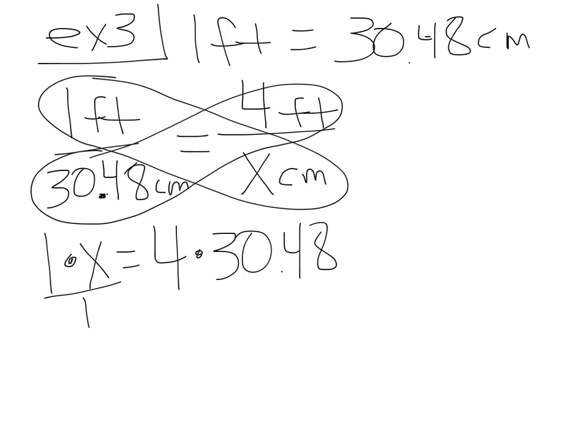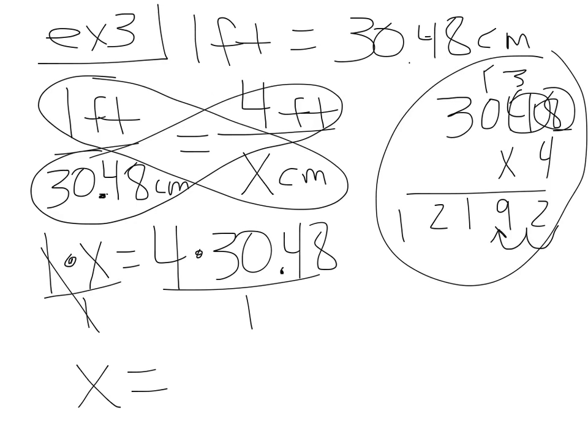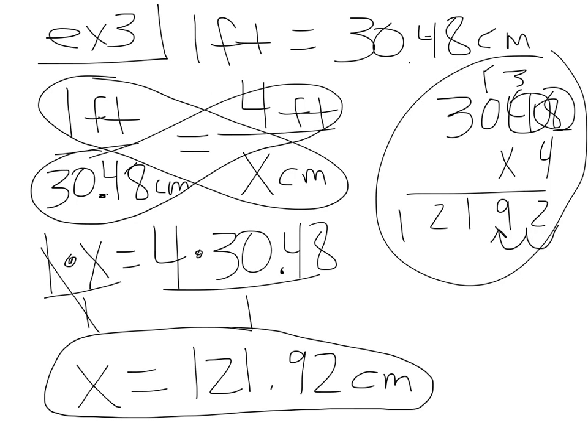Divide by the number with the letter, which is 1, which doesn't technically do anything, since dividing by 1 would not change your answer. So all we have to do is multiply 4 times 30.48. Let's do that on the side. After multiplying, our answer is 121.92 centimeters, and that is the answer they have in the book. So that's the last example. Best of luck.